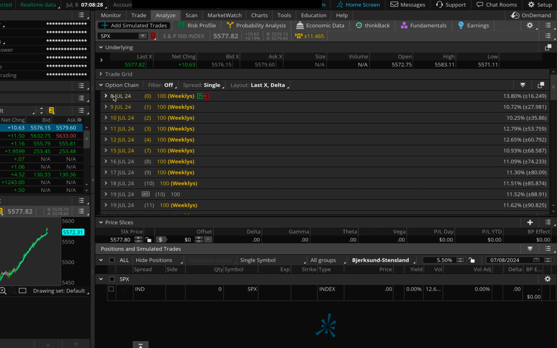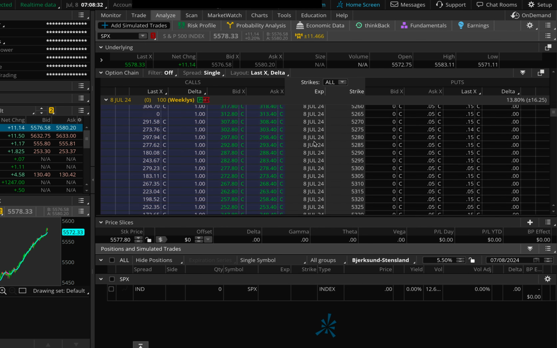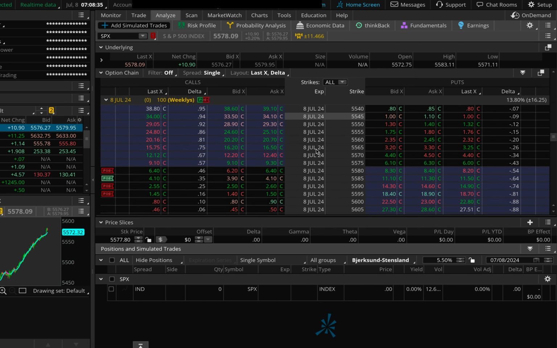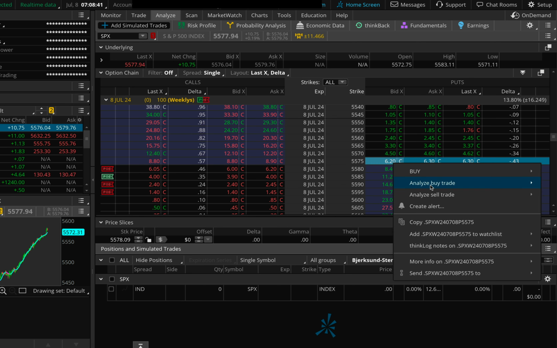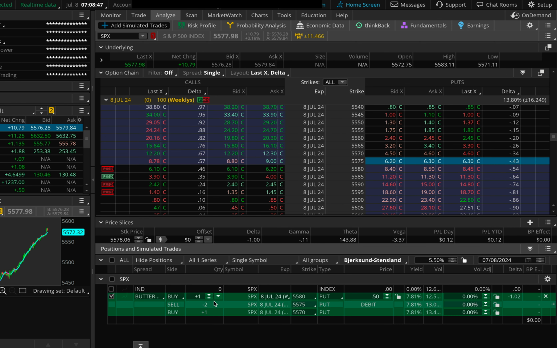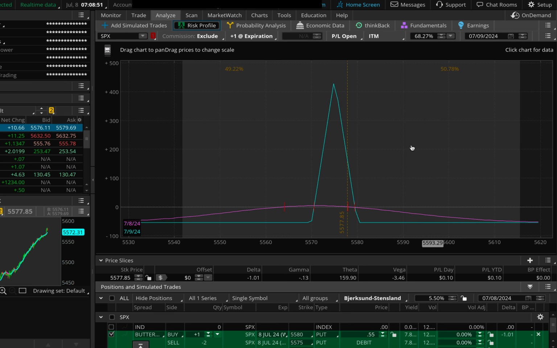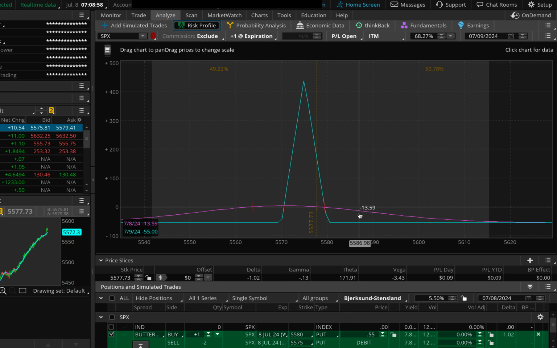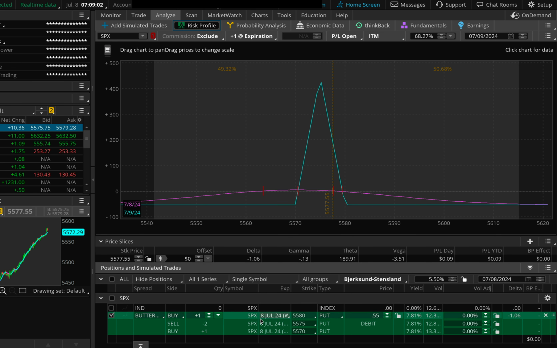So here we go. Let's go to the July 8th 0DTE trades. Let's go down to at the money. On this one, we're going to do the at the money put butterfly. I'm going to say analyze by trade, come up here and say butterfly. So there's our butterfly right there. This one, we're going to start off with a broken wing butterfly. Let me just set this up. You'll see it all in action.